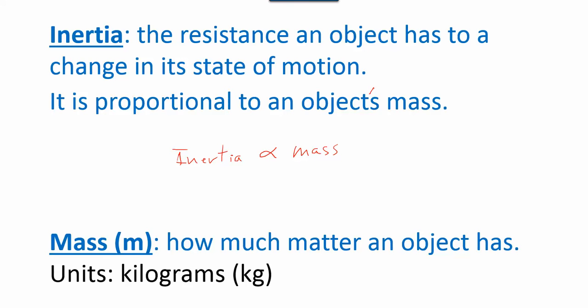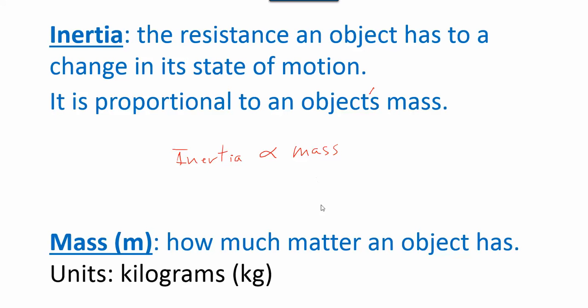And it also goes the other way. If the mass was halved, then it would have half the resistance to changing its state of motion, meaning it would accelerate twice as fast. We'll get into more of the mathematics about this in our next unit, but I wanted to introduce this because inertia is a property of the mass of the object.